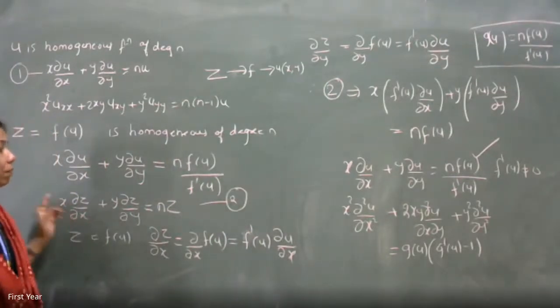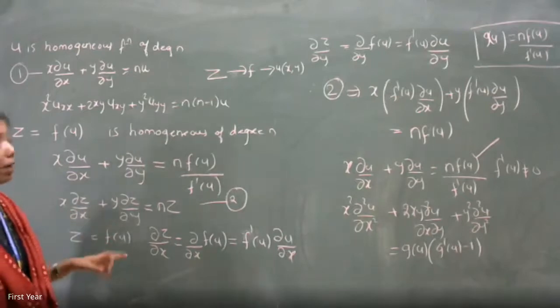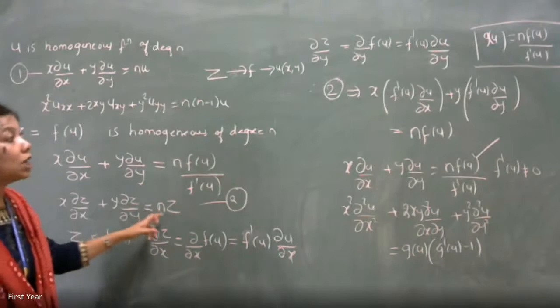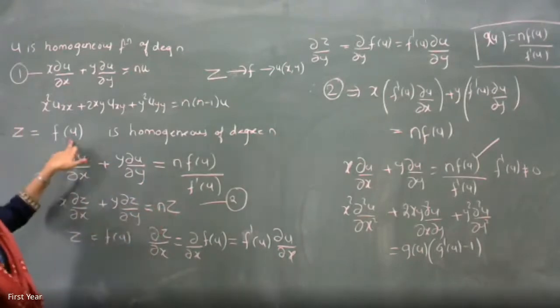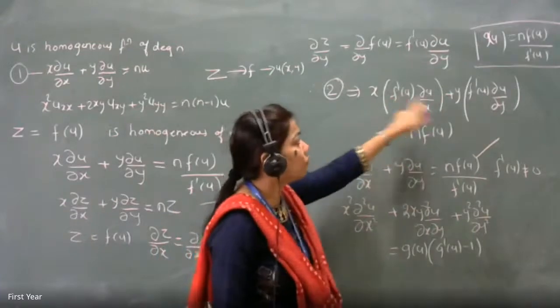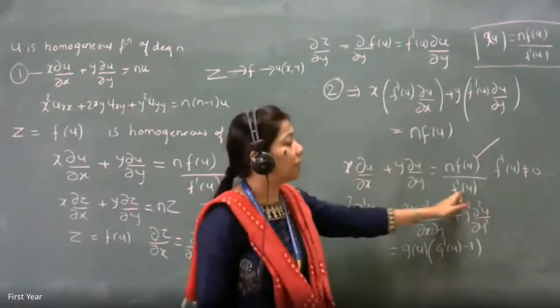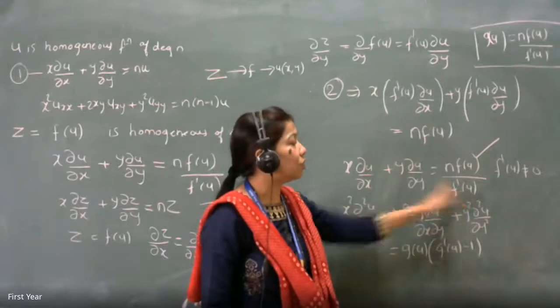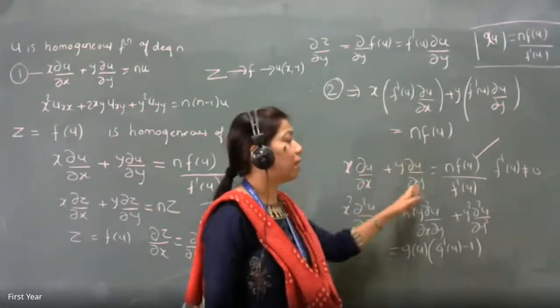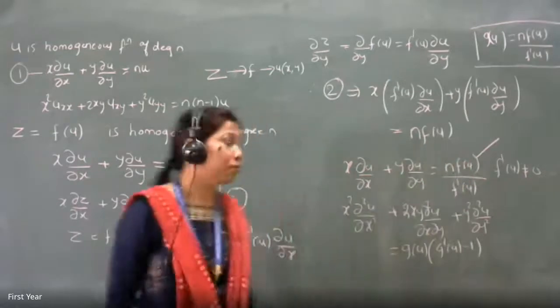So I got the values of delta z by delta y and delta z by delta x, substitute in 2. Your equation 2 will become x into f dash delta u by delta x plus y into f dash into delta u by delta y is equal to nz. But what is z? Z is f of u. Therefore, this will be our expansion. Now, f dash of u is common, so take it out and then take it to the right hand side. It will go in the division, and that's why the formula is x delta u by delta x plus y delta u by delta y is n into f of u by f dash of u.